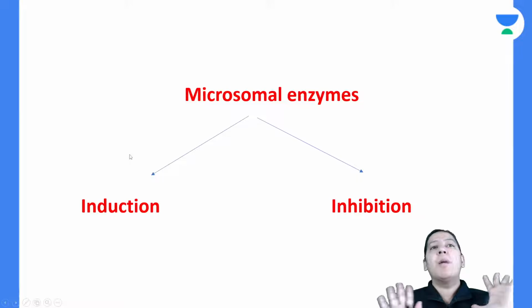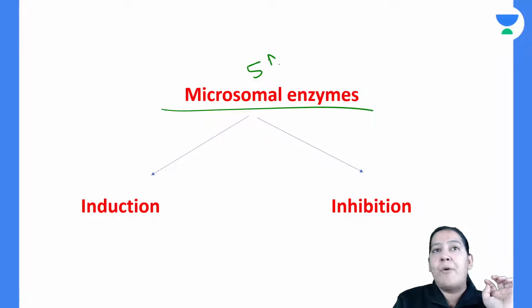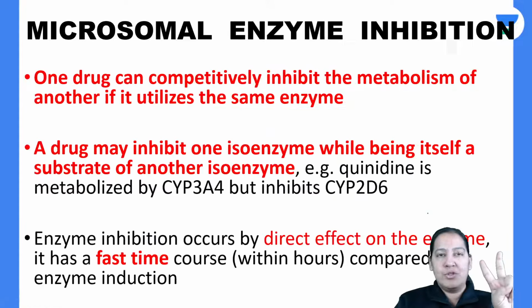Okay, so let me come to microsomal enzymes, which are ultra important, ultra 5-star important for you, right? Listen, induction and inhibition are the two things. Let me take inhibition first. What do you mean by inhibition?